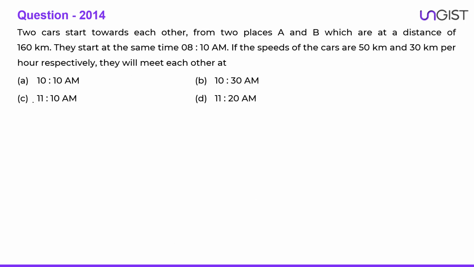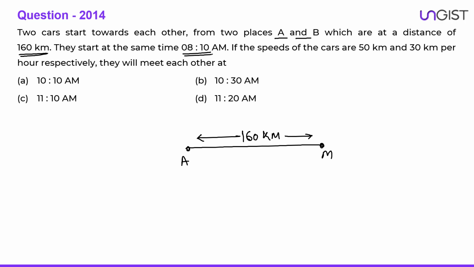The next question says, two cars start towards each other from two places A and B, which are at a distance of 160 kilometers. They start at the same time, 8:10 a.m. Right? It is not 10 a.m., it is 8:10 a.m. Both the cars are starting at 8:10 a.m. All right. So if the speeds of the cars are 50 and 30 kilometers per hour respectively.